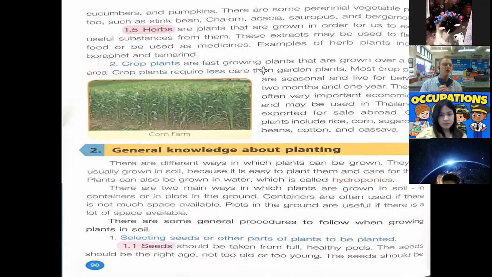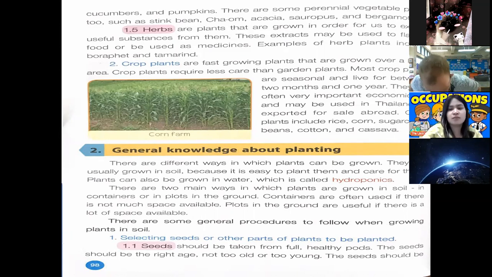Then the last one we can look at for growing is herbs. We all love some herbs. These are plants that give flavor to the food, make it taste nice. These are our thyme, our mint. We can also have ginger. We can have chilies, which can also be part of our herbs. We can use stuff like tamarinds or borapets. So there's a lot of different herbs that we can use.